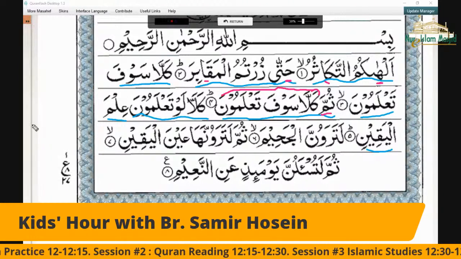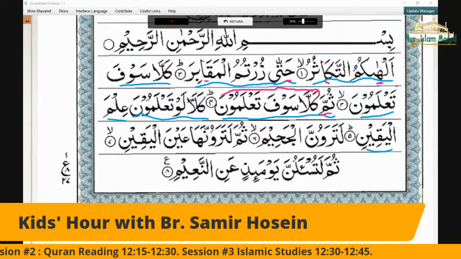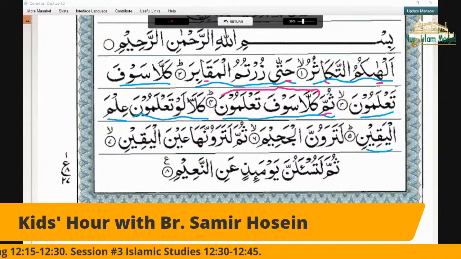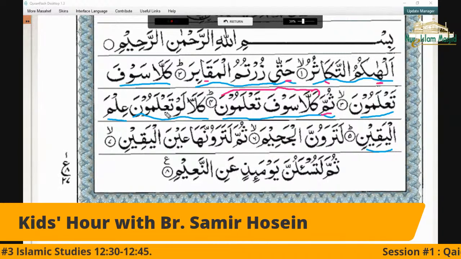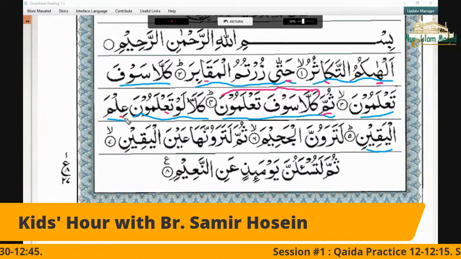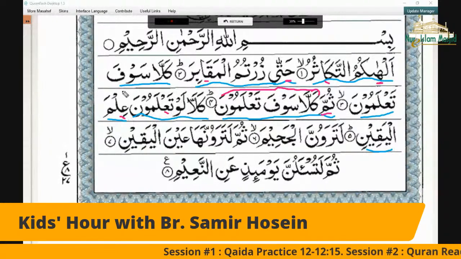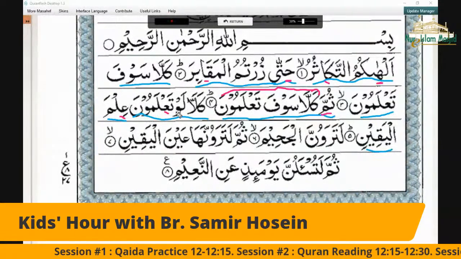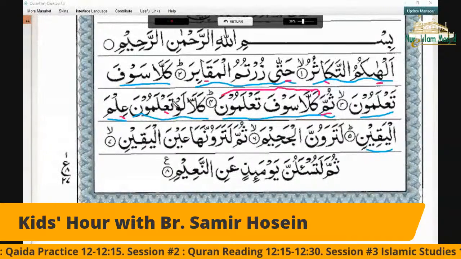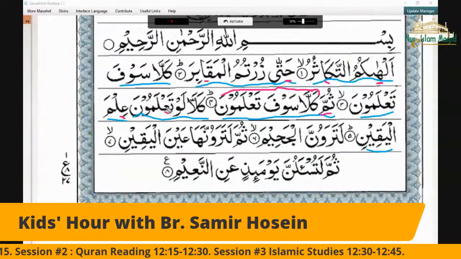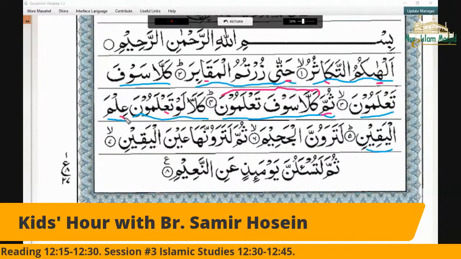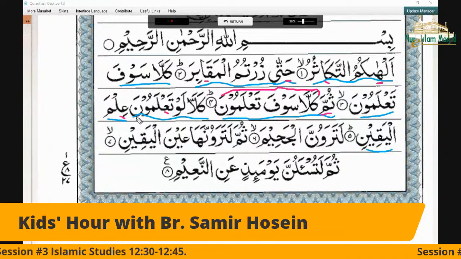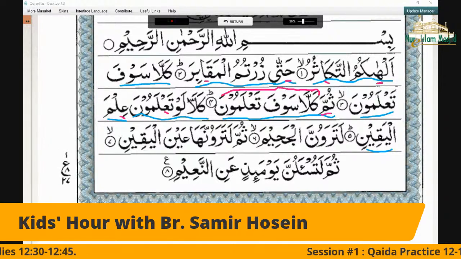Very good. So remember here in this verse, we have two instances of the letter Ain. So we are remembering that we need to emphasize those sounds when we are reciting those words. Ta'lamuna, ta'lamuna. Then ilmal, ilmal. Okay? Next.